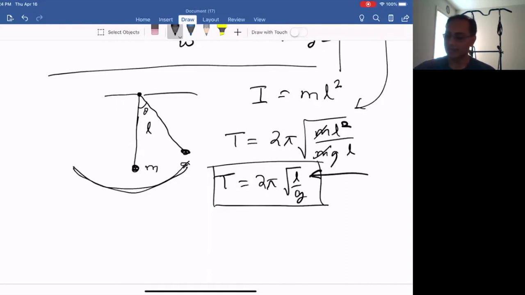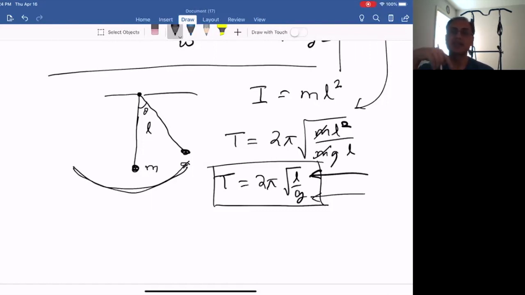And it depends on g. These are the only two things that the time period of the simple pendulum depends on. There's a story about this. This little fact was first discovered by Galileo, very young Galileo, when he was probably around 14 years old or something like that. He was sitting in church and he was watching the chandeliers swing.